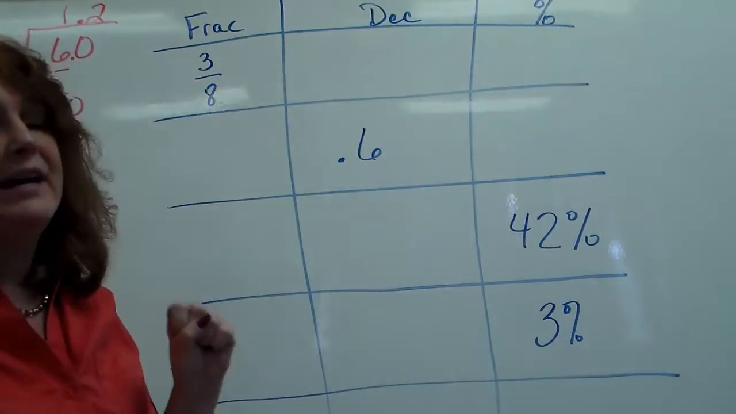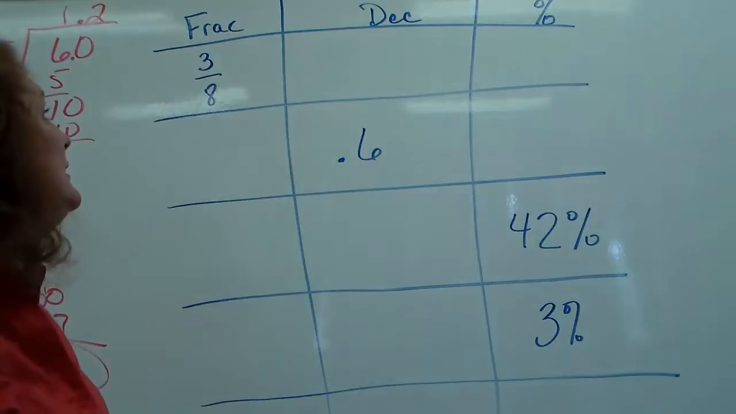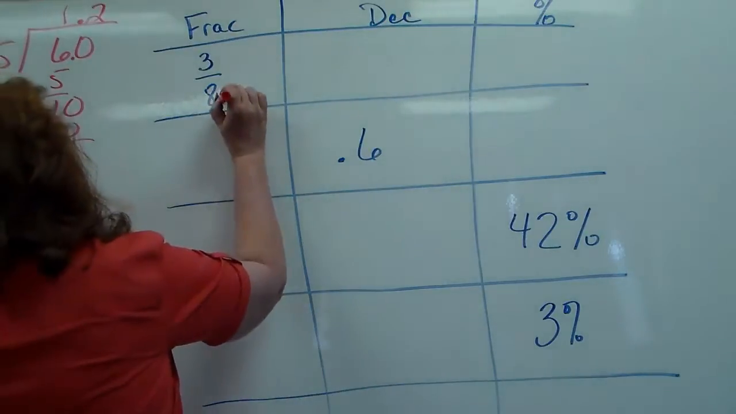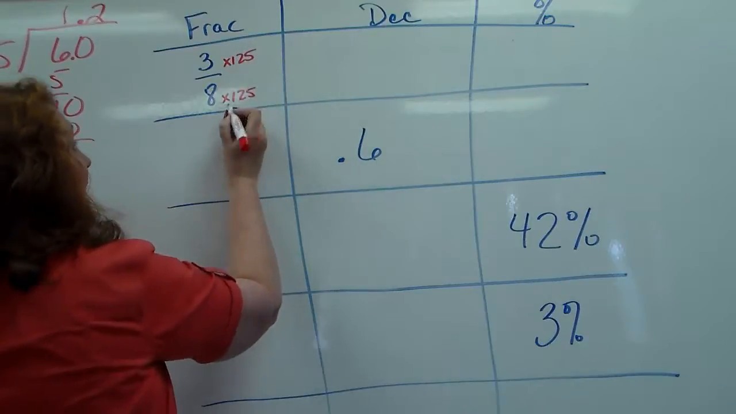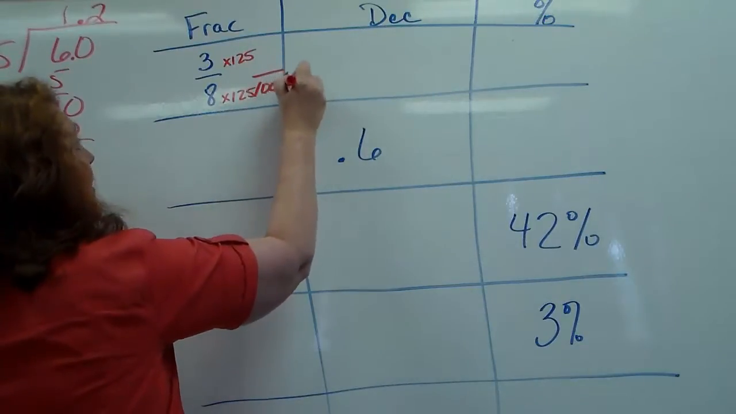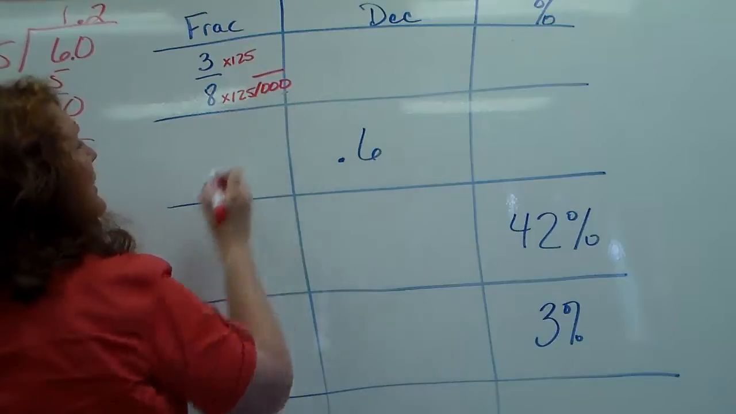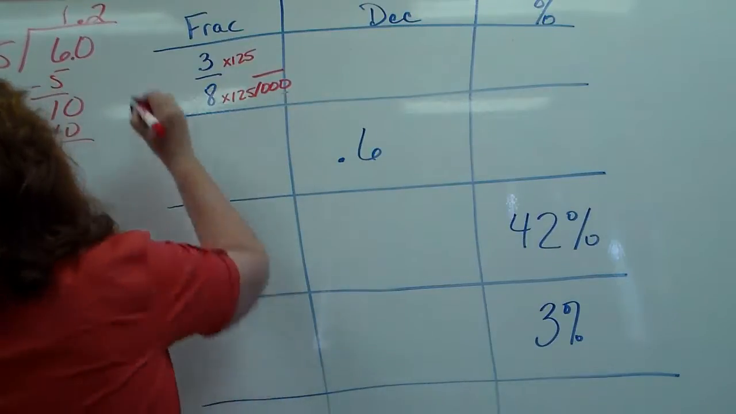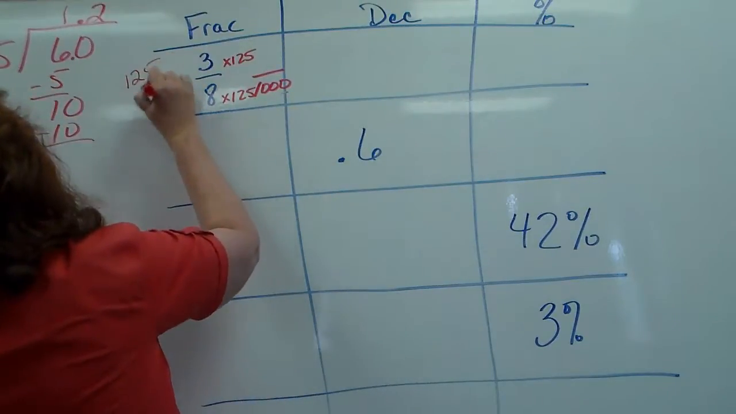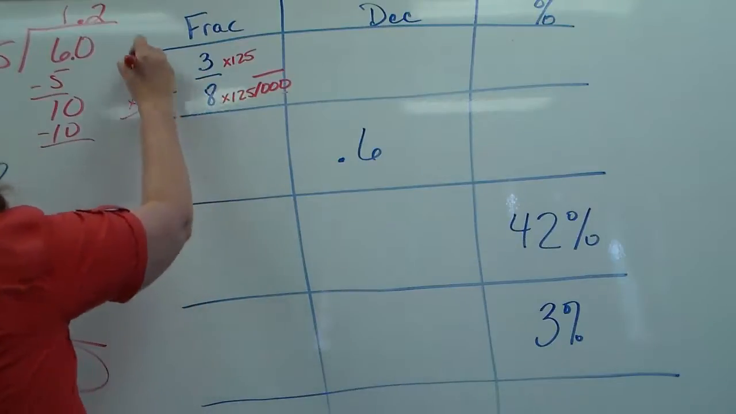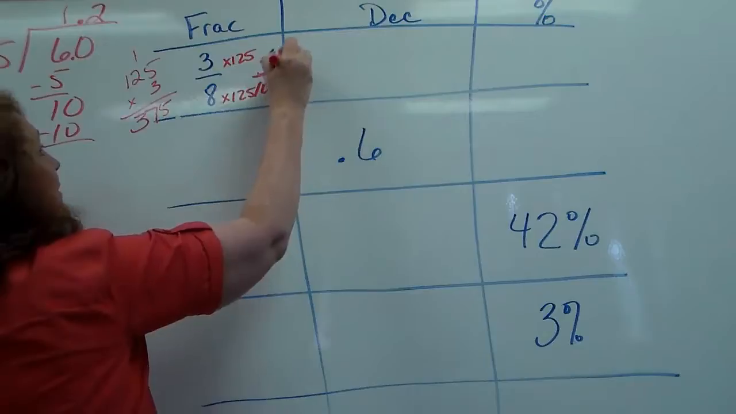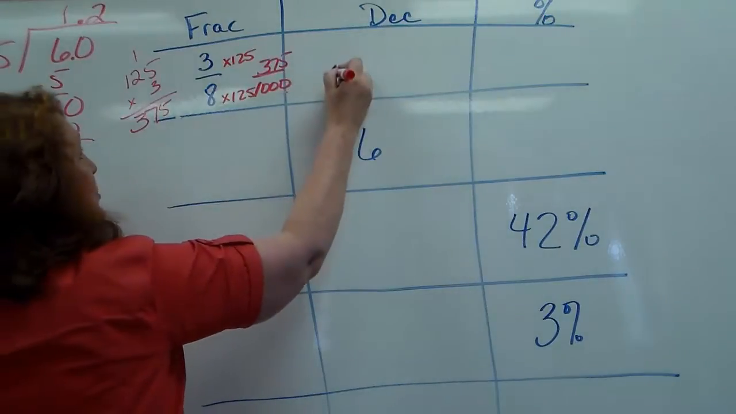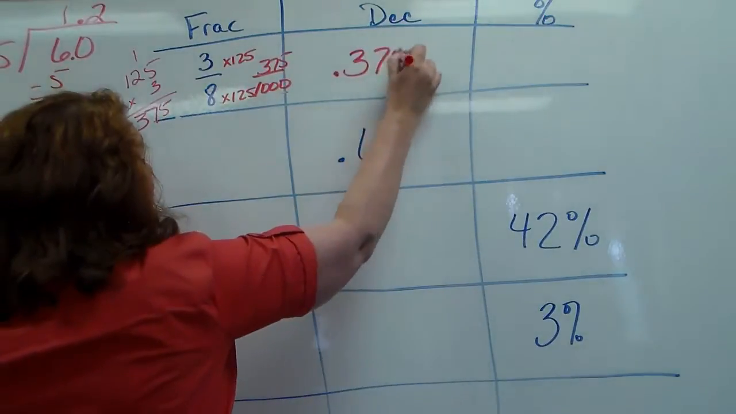Our magic number for eighths is 125. So we can say times 125 and times 125 so that we can get a fraction over 1,000, because that will give us a decimal. And 3 times 125 is 375. And 375 over 1,000 is really 0.375.